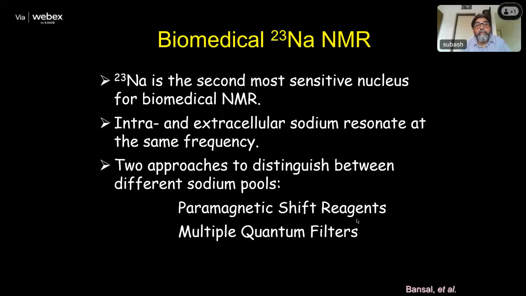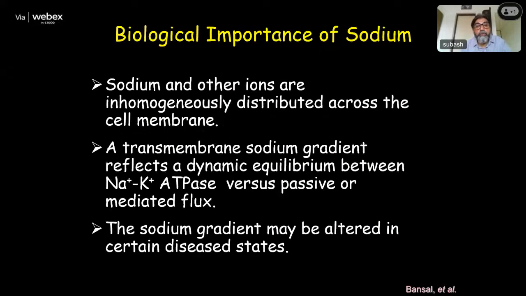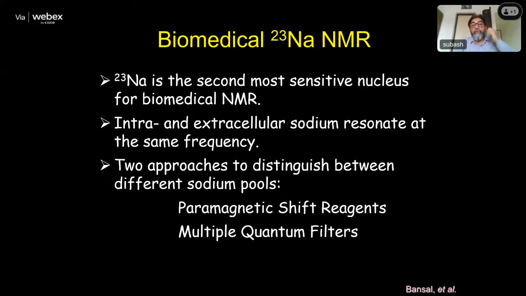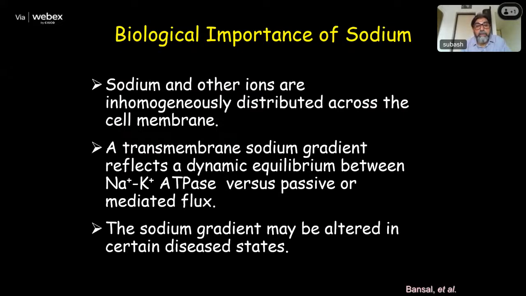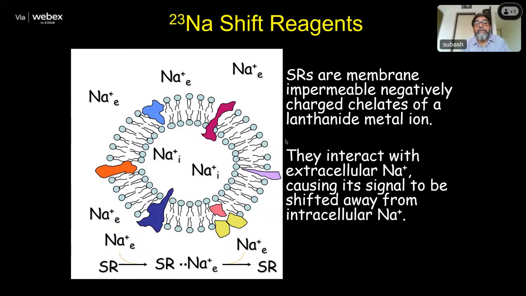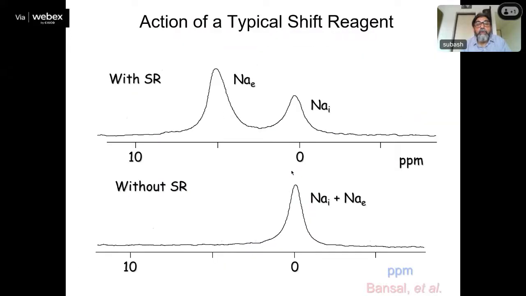In a similar way, sodium NMR, as I told you, is utilized to look at the intracellular and extracellular sodium. But unfortunately, both the intracellular and extracellular sodium resonate at the same frequency, so it is very difficult to visualize them by normal methods. So what you do is use paramagnetic shift reagents, which tag to the extracellular sodium and make it shift from the actual position. These are the lanthanide series shift reagents for sodium.